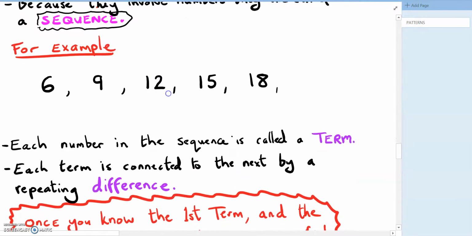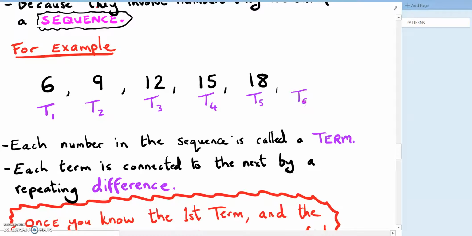Now, each number in the sequence is called a term. So this is the first term. Now, let's keep it short. We'll call it term 1 or T1. This is the second term, so we'll call that T2, term 2. This is the third term, so we'll call that T3. And this is the fourth term, and this is the fifth term. Can you guess what the sixth term will be?